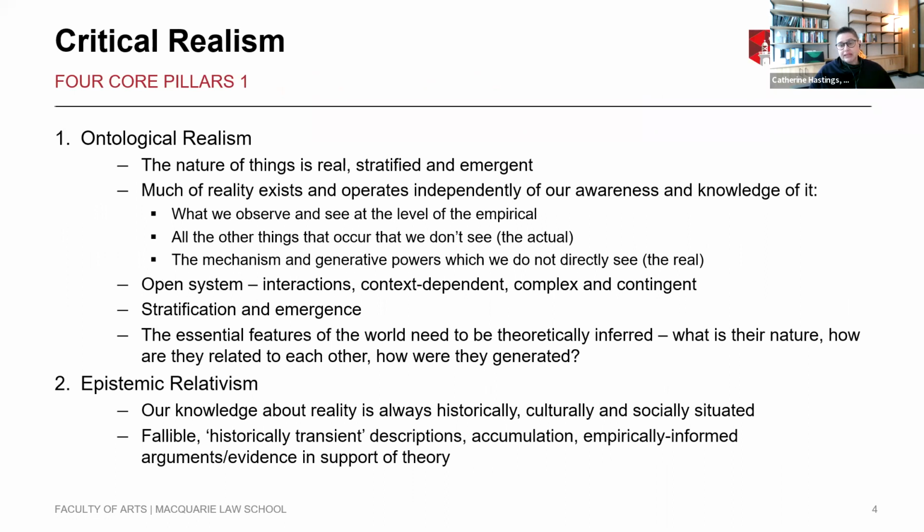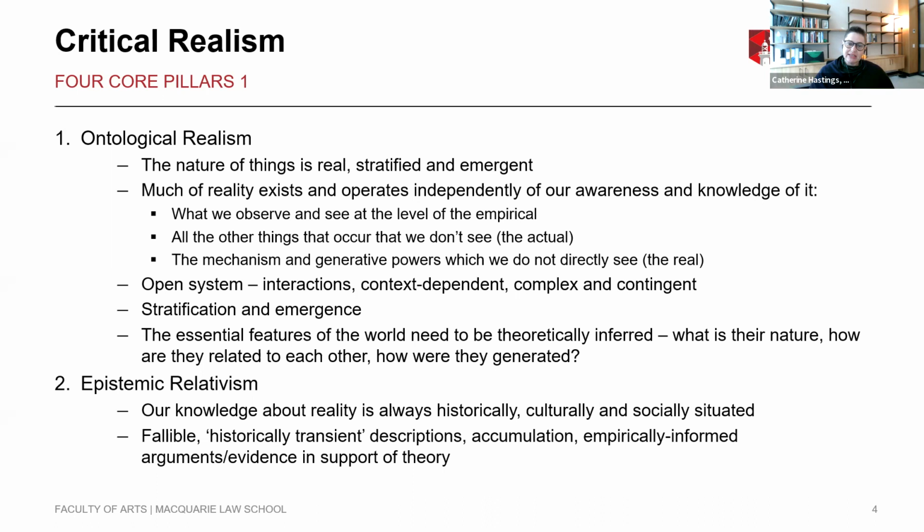There are 4 pillars of critical realism that I'll speak to today. This is not exhaustive, but I hopefully give you a sense of the core things that define what makes critical realist thinking what it is. The first thing is, in terms of ontology, it's a realist ontology. So what that means is that the nature of things is real, it's stratified and emergent, which I'll explain in a minute. Much of reality exists and operates independently of our awareness and knowledge of it.